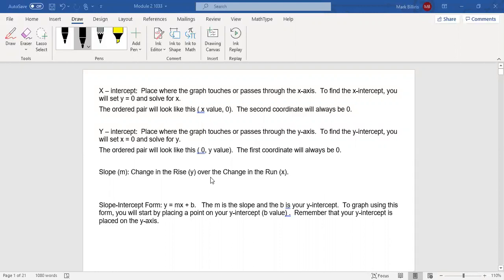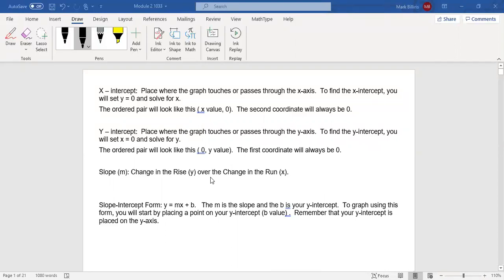The y-intercept is the place where the graph touches or passes through the y-axis. To find the y-intercept, you will set x equal to 0 and solve for y. The ordered pair will have a 0 first because you had to set x equal to 0, followed by the y value.